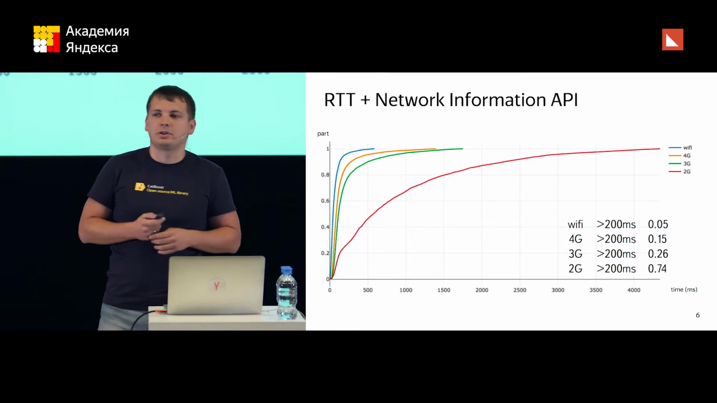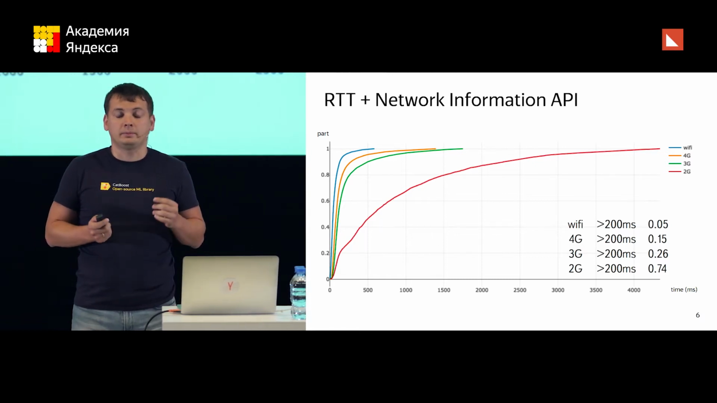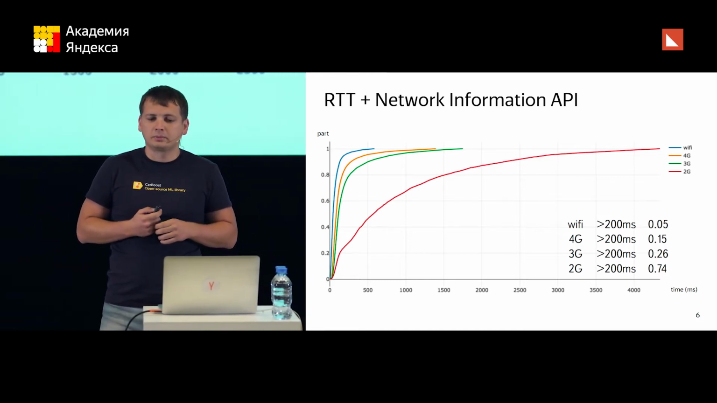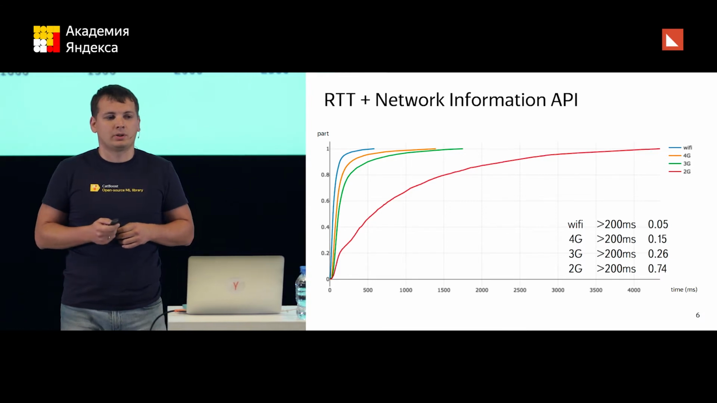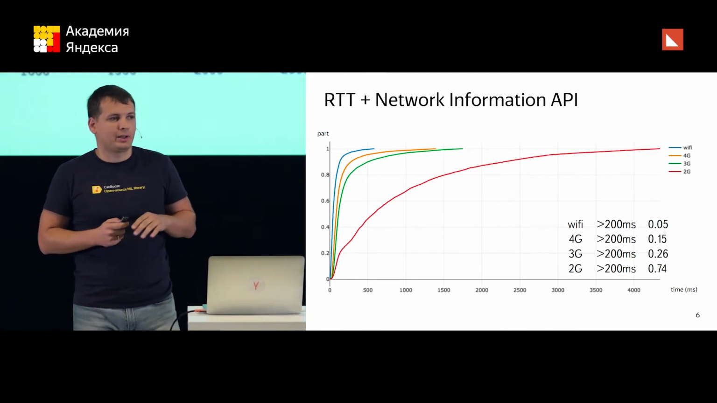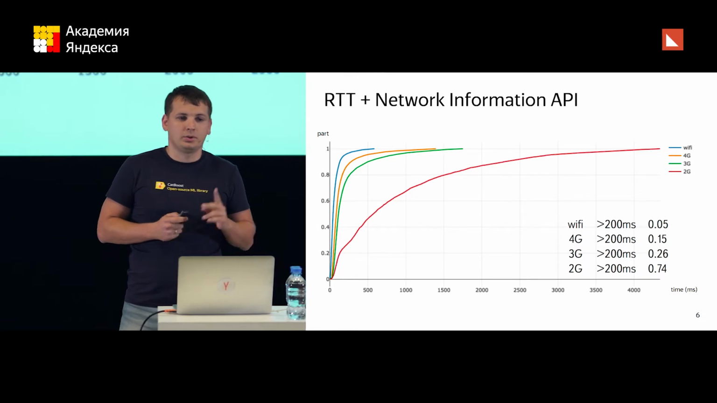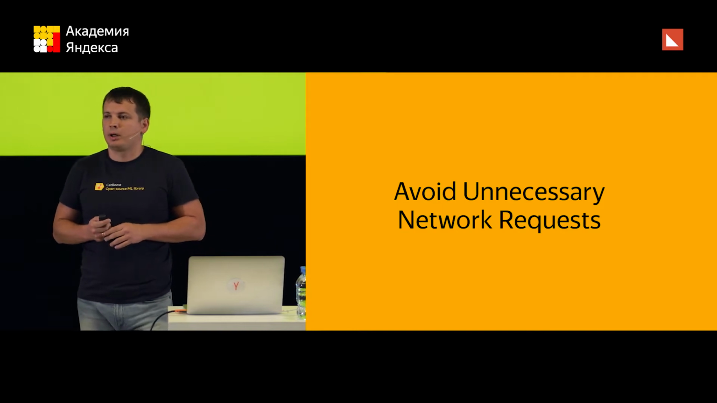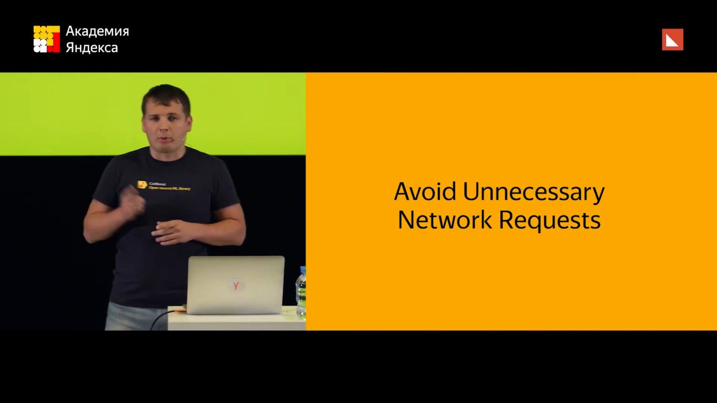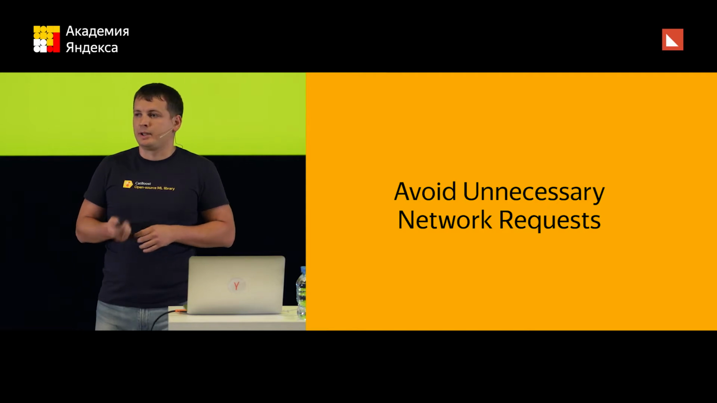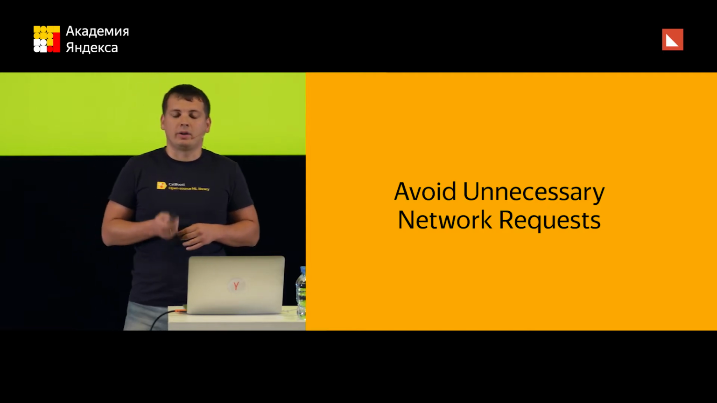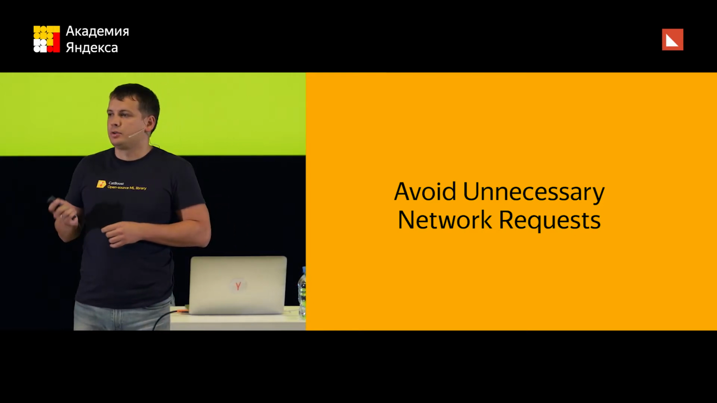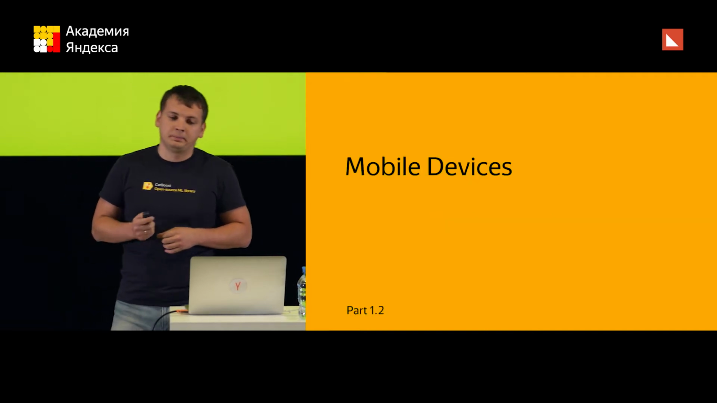And here's this distribution grouped by network conditions. Here you see that 3G and beta networks are pretty good, but 2G network is terrible. So the main thing you have to keep in mind about mobile network is that network requests are expensive, and you need to avoid them. Unnecessary network requests, especially during the critical rendering path.